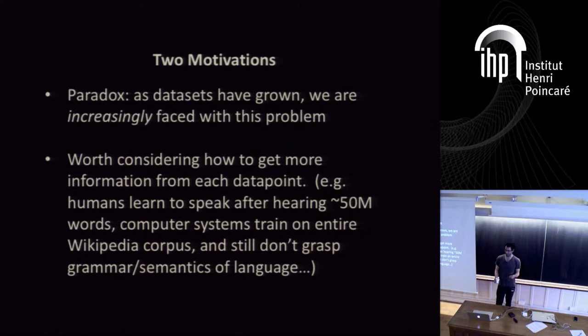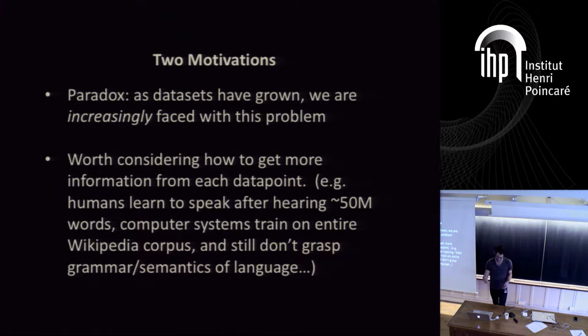Okay, so just to throw out some numbers, humans learn to speak pretty decently after hearing maybe 50 million words. In the first 4 or 5 years of life, children hear 50 million words. These aren't distinct words, right? Most of the words are carrot, carrot, carrot, right? Lots of repetition.